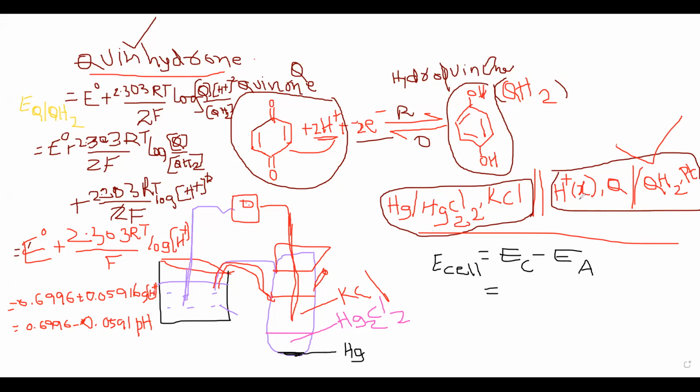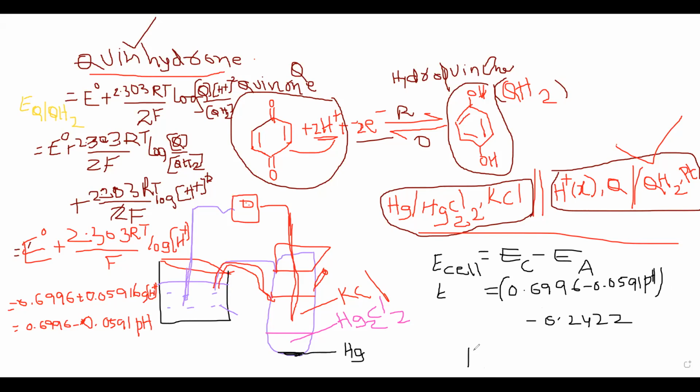Always this. It is how much? 0.6996 minus 0.0591 pH minus E anode. E anode is constant. It is always 0.2422. In that way, we can calculate E cell finally.